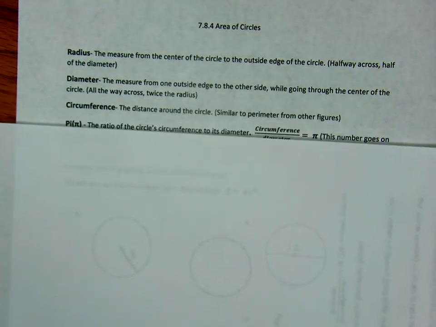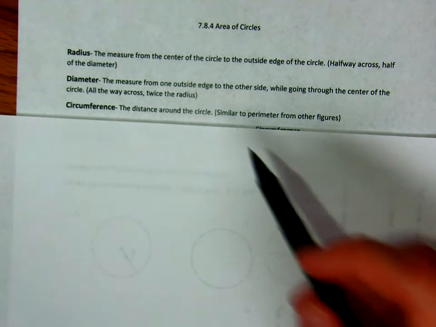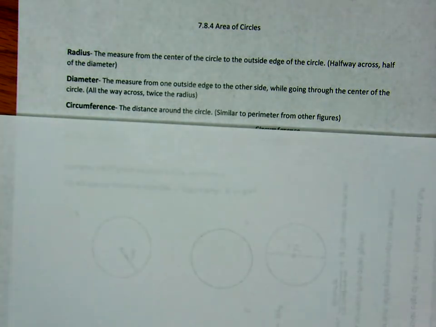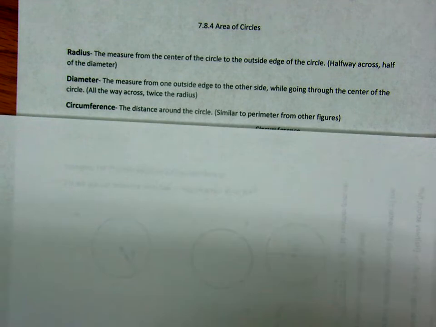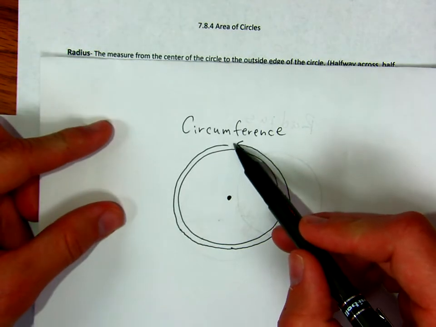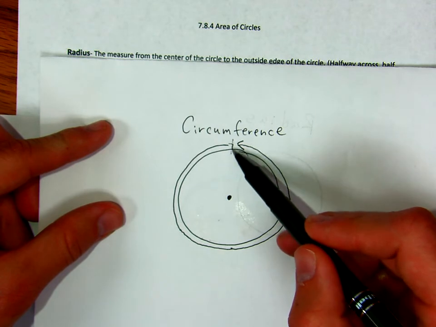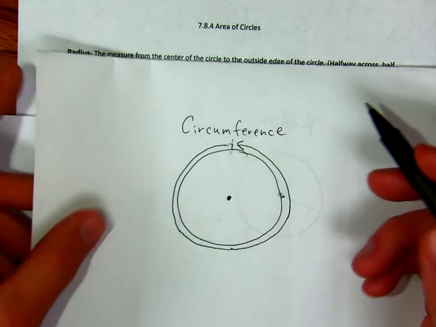Our third one is circumference. You won't be touching on that a lot this year, but circumference is the distance around the circle. It's similar to perimeter for other figures, but it's the outside measurement around the circle. So in this little example, we've got the circle, and from this point all the way back around to the same point. That's circumference, the outside measurement.